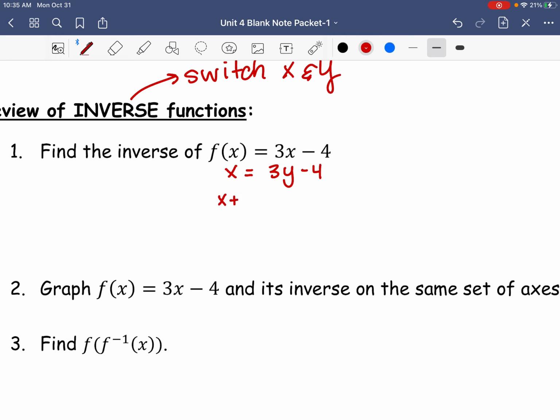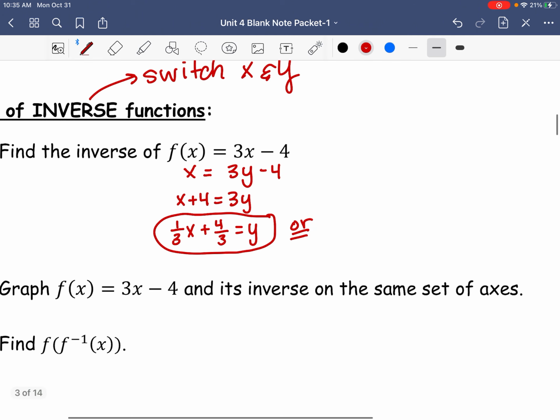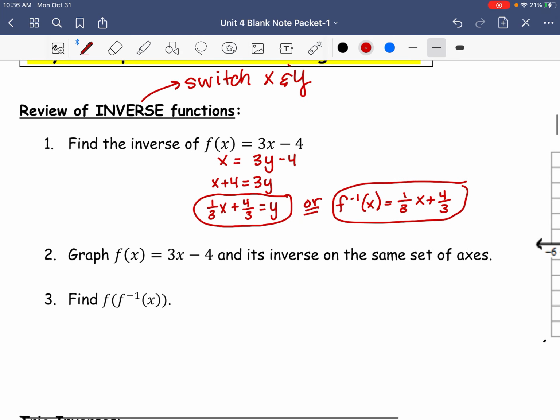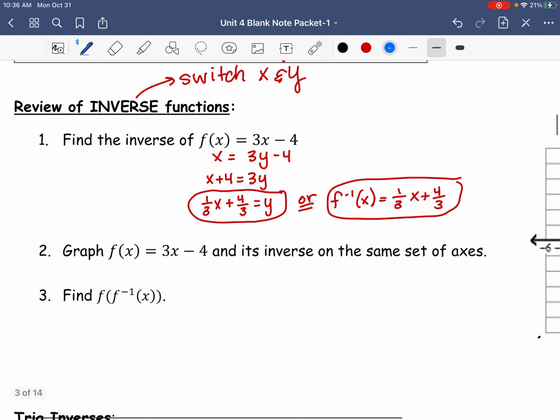So we're going to do x plus 4 equals 3y. Go ahead and divide all your terms by 3. And I get 1/3 x plus 4/3 is equal to y. That's my inverse. Another notation that you might see instead of y equals might look like this: f to the negative 1 of x. That just means the inverse of f. So it might look like this, and it's still equal to 1/3 x plus 4/3. So there's our inverse.